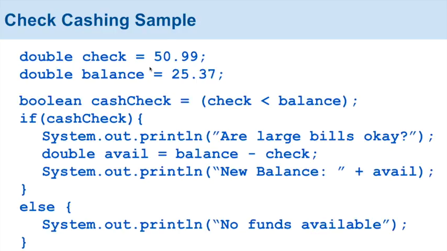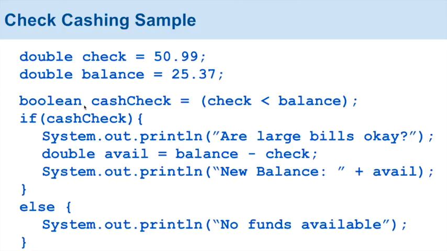So the first one is a check cashing sample. In this sample, we have two number variables that I've assigned here. So I've made a check. This would be like if you had a checking account, you'd be writing a check, and then the balance in my account. You can see here that I'm writing a check for $50.99, but my balance is only $25.37. So you should be a little wary right now and realize, geez, Mrs. Donahue, your check is not going to be cashed, which is what I would expect.